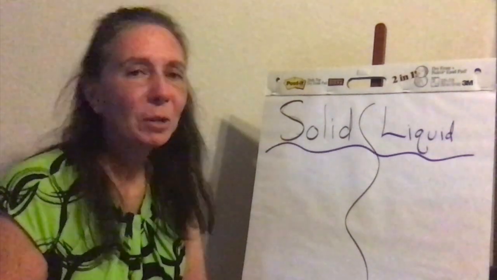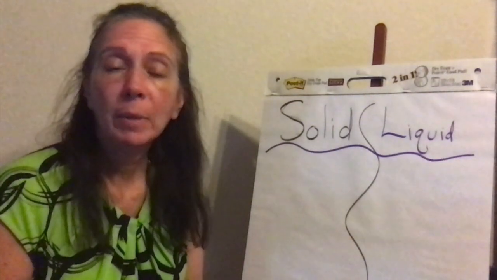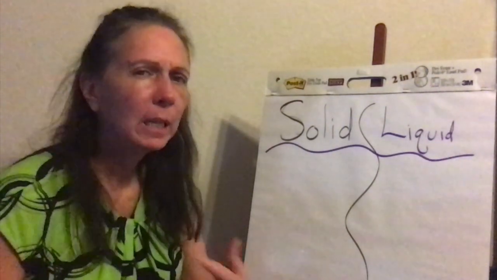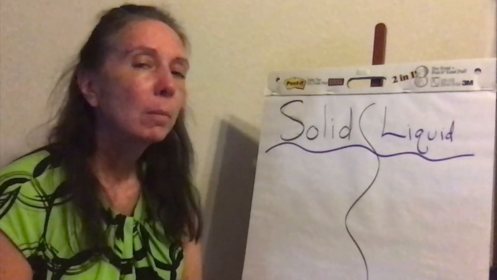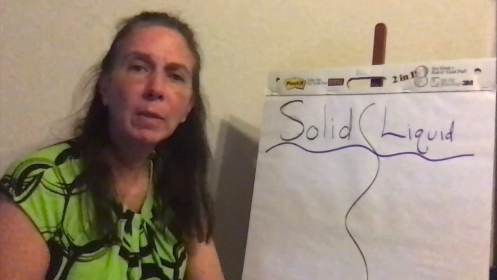Good afternoon, kindergarten. We are here today to talk a little bit more about science. And in science, we have been discussing heat. And we want to talk a little bit about how heat can change things. But first, I want to talk a little bit about something that is a solid and something that is a liquid.